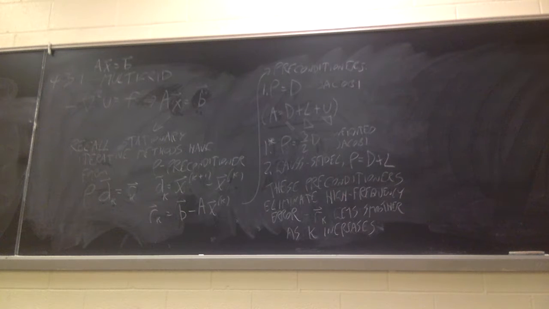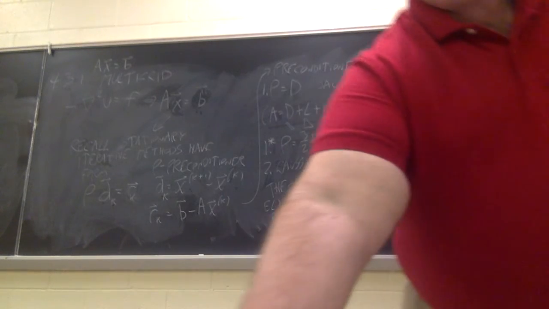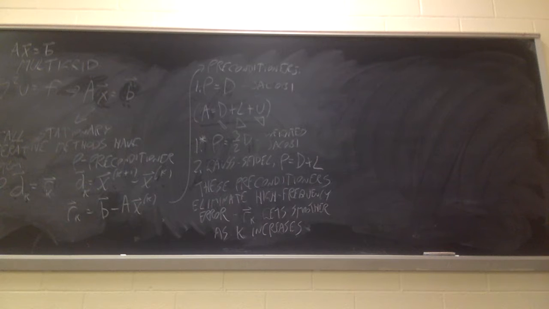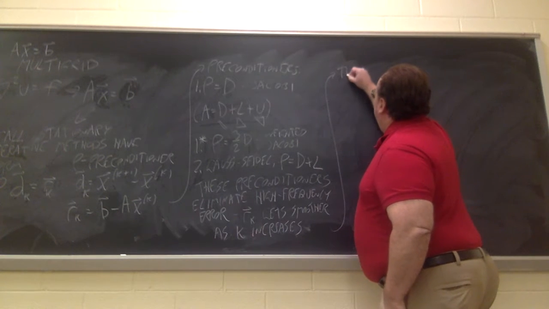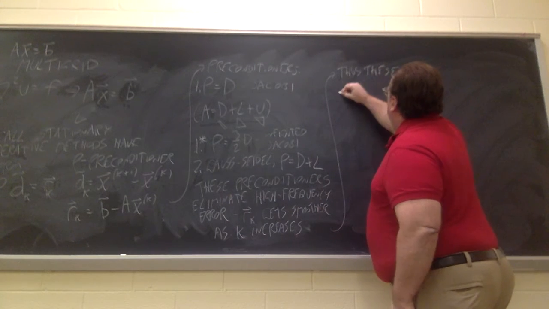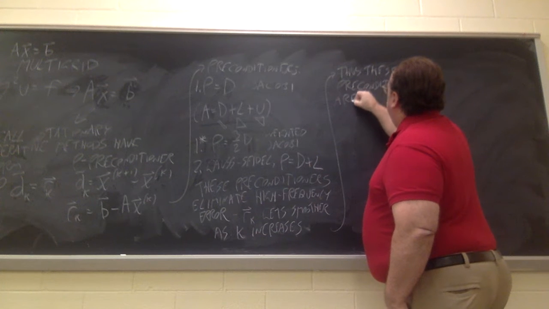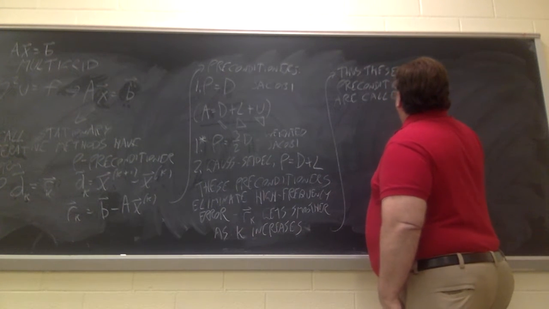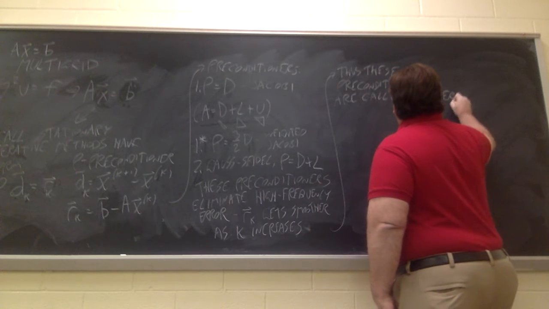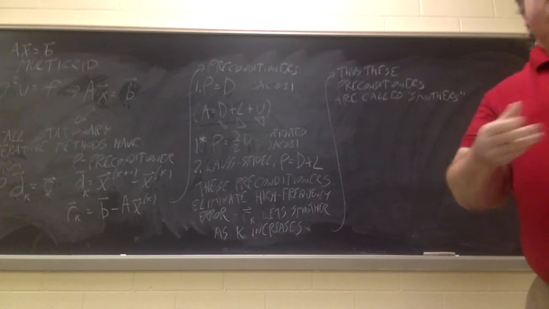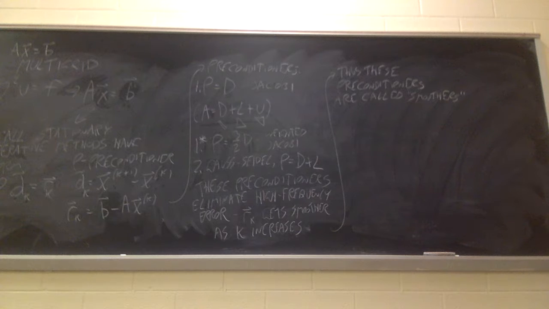But the fact that they do eliminate high frequency error is why, if you ever attend someone's talk about multigrid, they might not call these preconditioners. They might call them a smoother, because that's what it's doing. It's making the error smoother. You're trying to drive the error to zero, and that will happen very slowly. As far as wiping out the error completely, these methods are not fast at doing that. But if they're at least getting rid of part of the error fast, which these do, then that's something we can use.